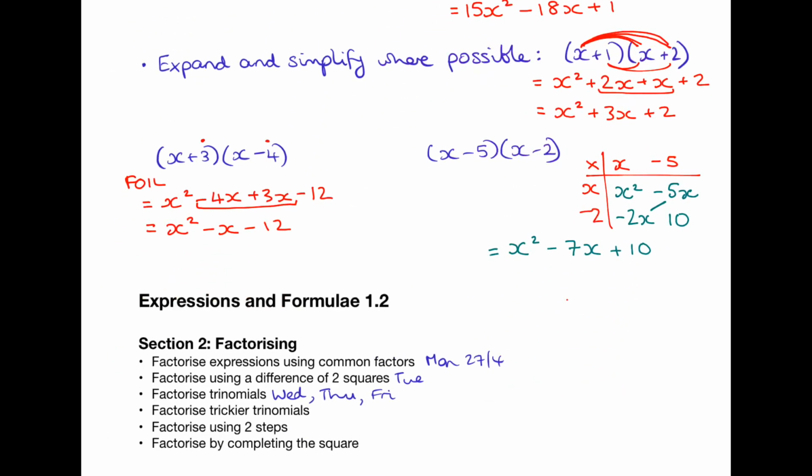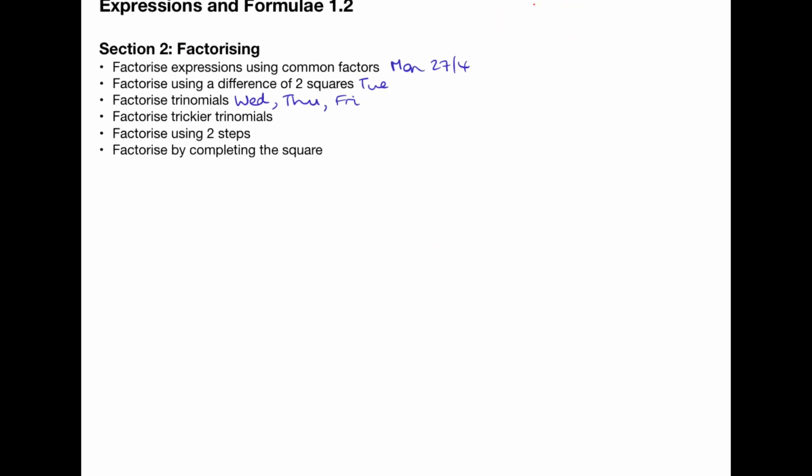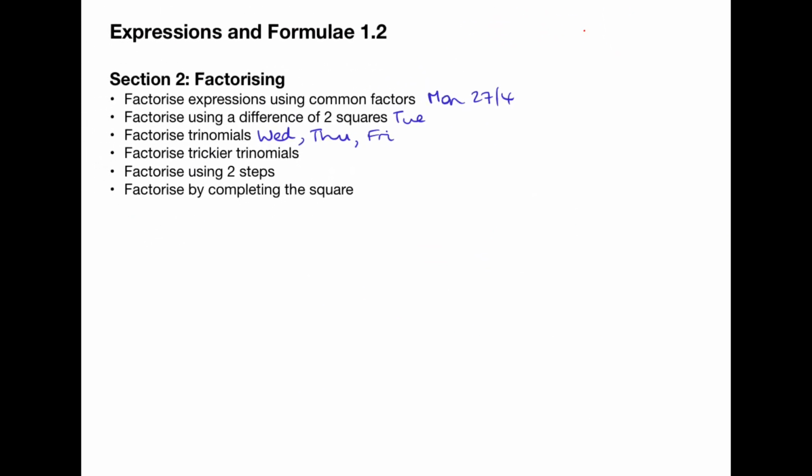Okay, so let's get on to our next bit of work then. This is where we're heading over the next 2 or 3 weeks. To start with, today we're going to factorise expressions just using common factors. Then tomorrow we're going on to a difference of 2 squares. Then Wednesday, Thursday, Friday, we're going to be factorising trinomials. Okay, so we'll find out what all those are as we're going along.